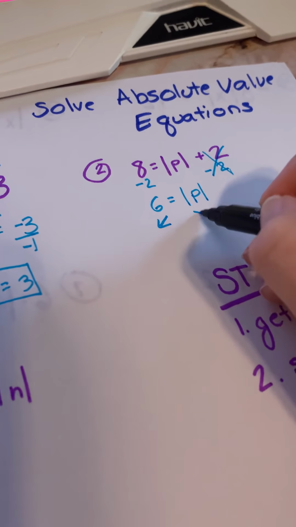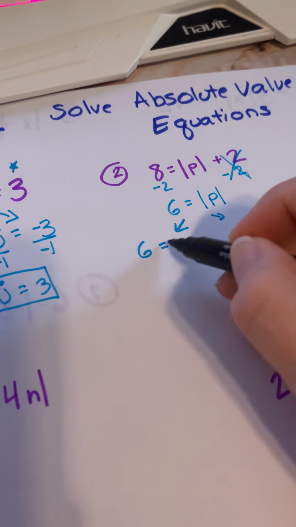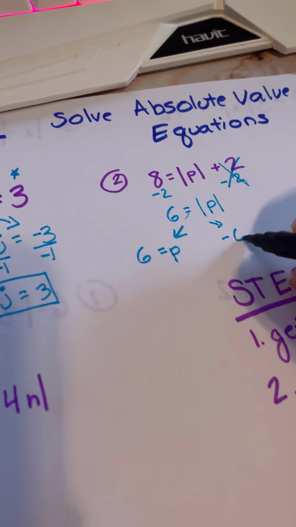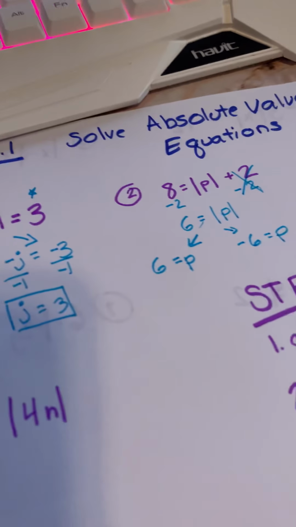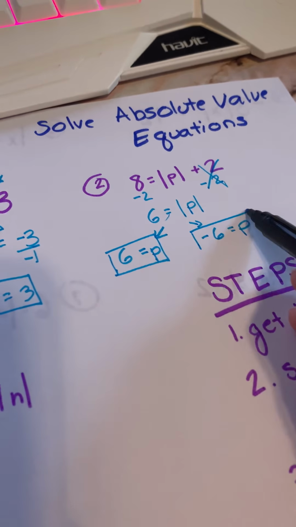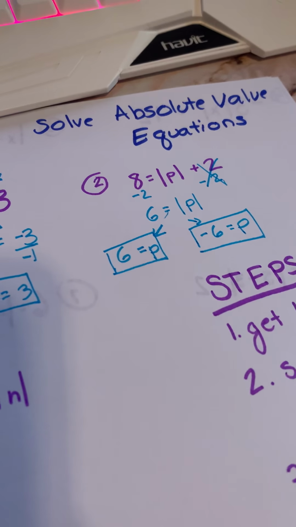So split it in 2. Rewrite the first one. The second one, change the sign of the 6. This time, there's nothing else here, so that's just the two answers.